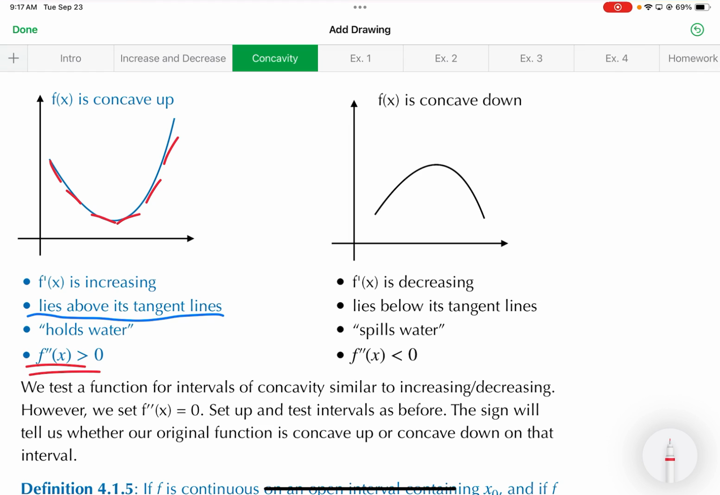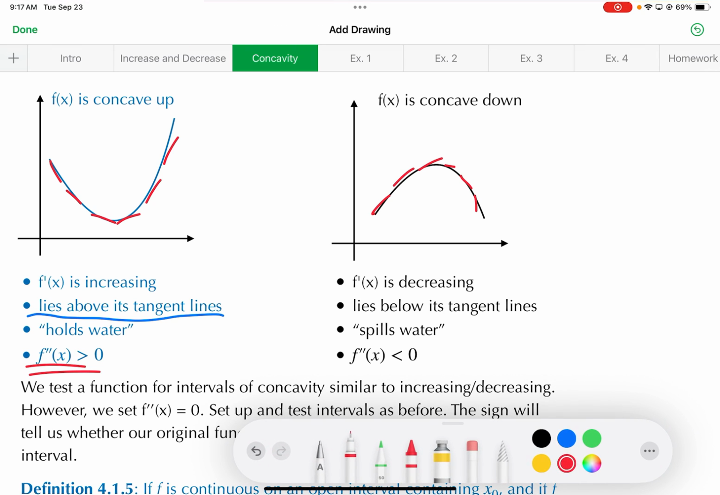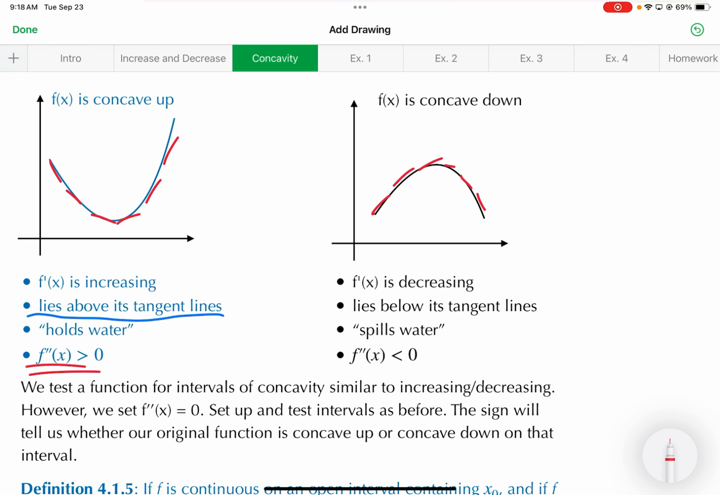The value of my derivative is decreasing, and I'll talk about that here in a second. So if I draw some derivative values in there, it is decreasing. And then I could say that my function lies below its tangent line. So like here my function is above its tangent lines. Here my function is below its tangent lines.